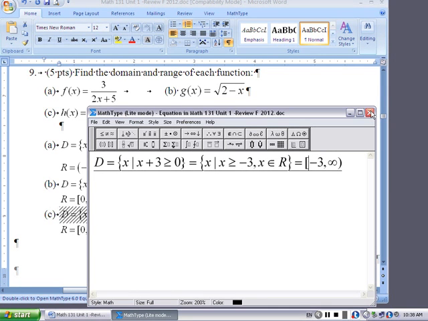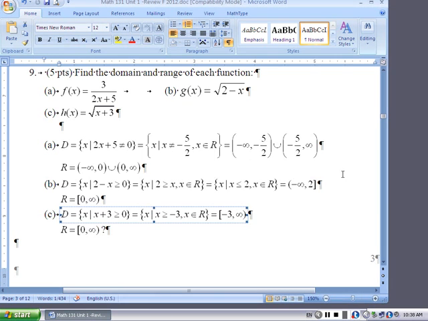Okay? It is greater than or equal to negative 3. So with the brackets and negative 3, right? Including negative 3 to infinity. Thank you for catching that. Does it make sense now?